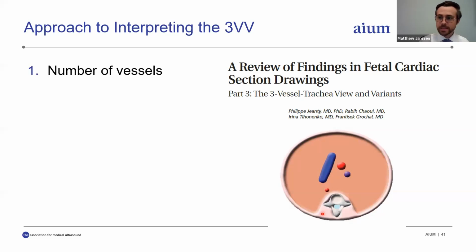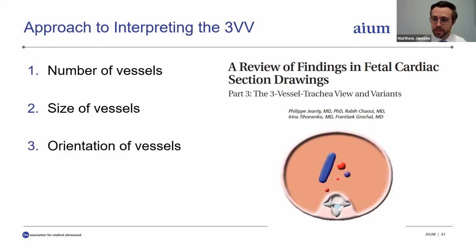And so for the stepwise method, we try to apply it in all of the images that we see. The first thing is really to just assess the number of vessels. Are we seeing the 3 vessels that we expect, or are we seeing too few or too many? And then what is the size relationship between those vessels? Is one significantly larger than we expect it to be, or one appears smaller than we expect it to be?